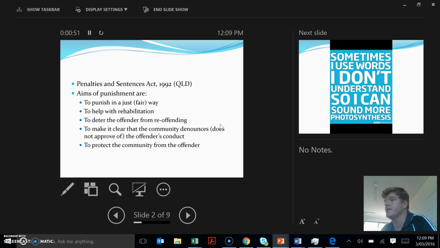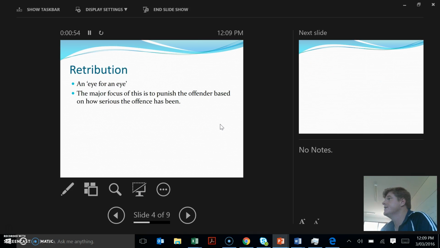So let's have a look at these in order. So the first thing that we talk about is retribution. So that's the eye for an eye concept. So what we're talking about here is that if the offender has done something bad to someone else, something bad should happen to them. So there's a feeling of fairness that comes from this retribution. So that's one of the aims of punishment.